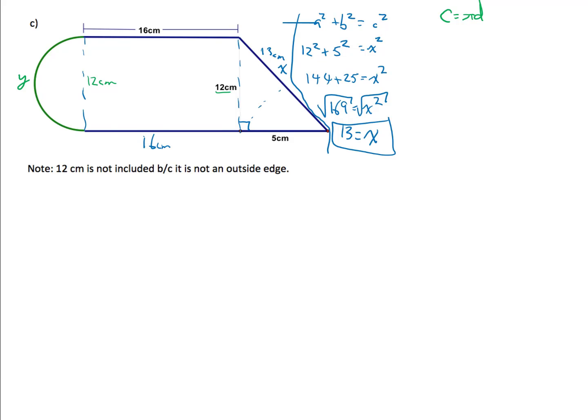However, this isn't a full circle. It's half of a circle. So we actually have to divide this by 2. Remember, half of a circle is going to take the formula for a full circle and just divide it by 2, whether it's perimeter or area in this case.